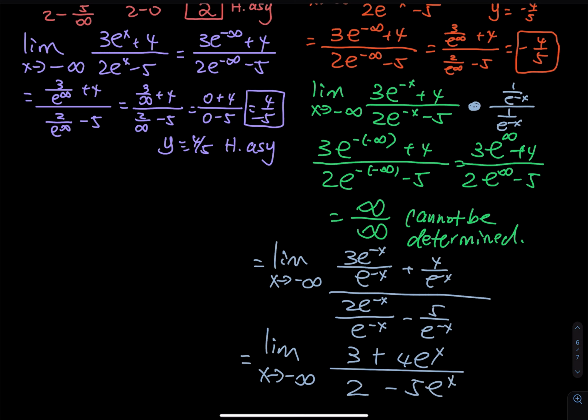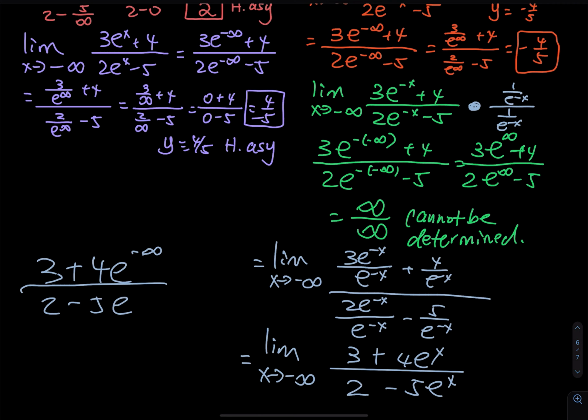When you plug in the infinity, then you have a 3 plus 4 times e to the negative infinity, which becomes 0. And then this is a 2 minus 5 times e to the negative infinity. So you bring it down, right? Like that. And then 5e to the negative infinity, they are both 0. Then this is 3 over 2.